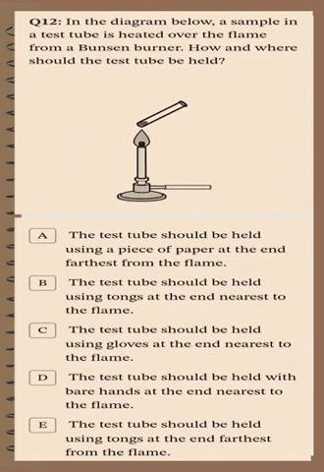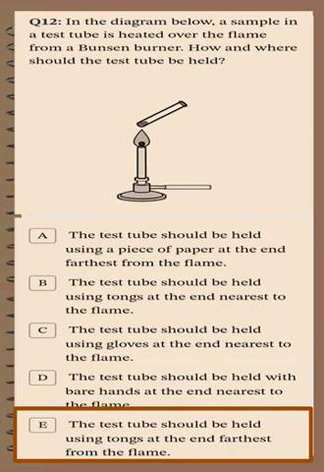Question number 12. In the diagram below, a sample in a test tube is heated over the flame from a Bunsen burner. How and where should the test tube be held? The test tube should be held using tongs. It's a tool for carrying anything that is being heated, at the end further from the flame. We can use it to carry the test tube while heating and keep the tube away from the flame so we can use it safely.